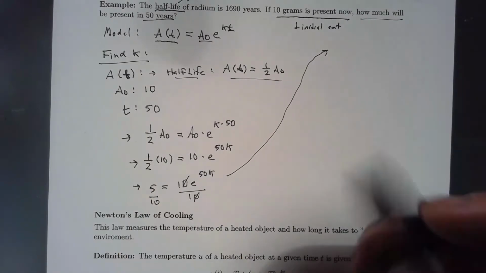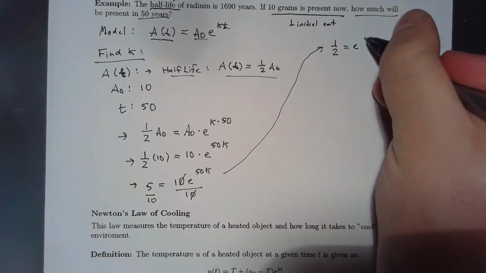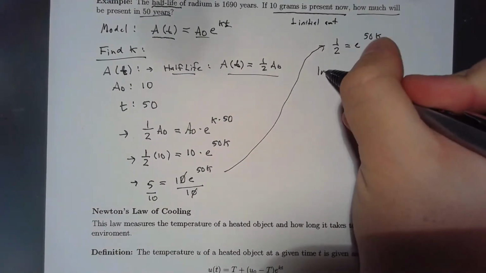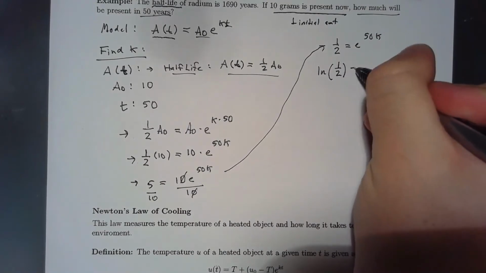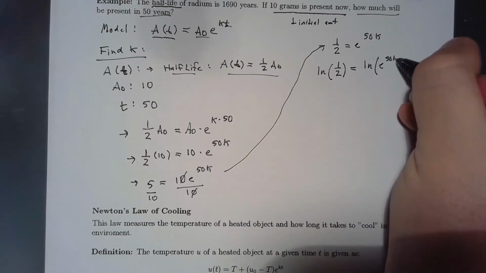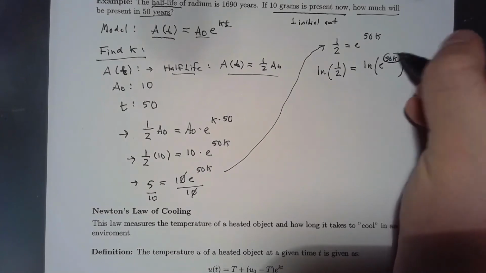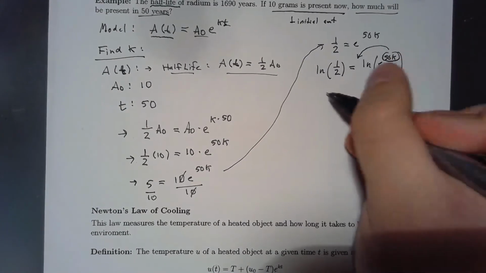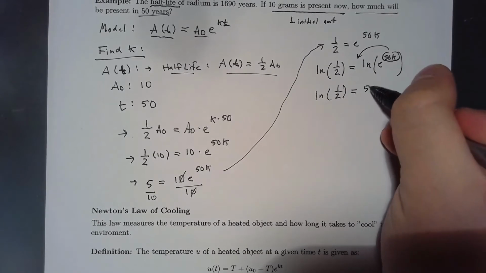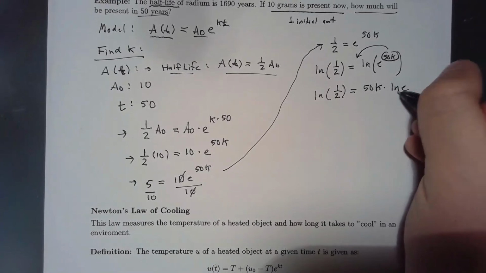So 5 over 10 is 1/2 equals e to the 50k power. Now I could take the natural log of both sides. I could bring the 50k out front. ln of 1/2 equals 50k times ln of e. ln of e cancels.